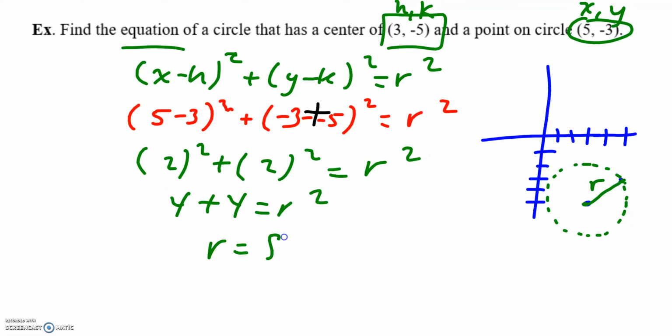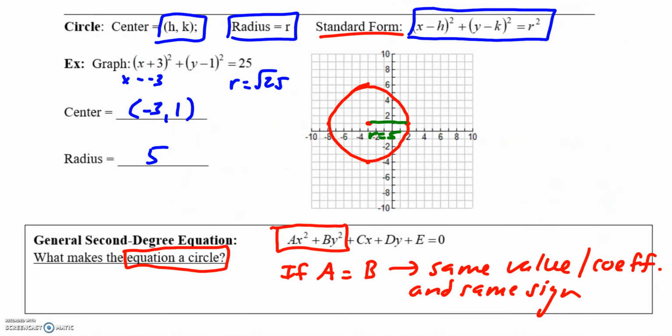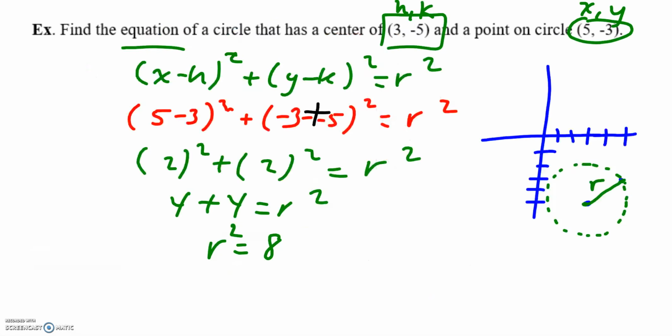So r squared is 8. Now, good news about finding the equation. I don't really care what the radius is. I only care that r squared is equal to 8. So I can actually answer my question right now. Because if you look back at the very first example we did, notice that the standard form only cares about h, k, and r. So if I go back, my equation would be thus.